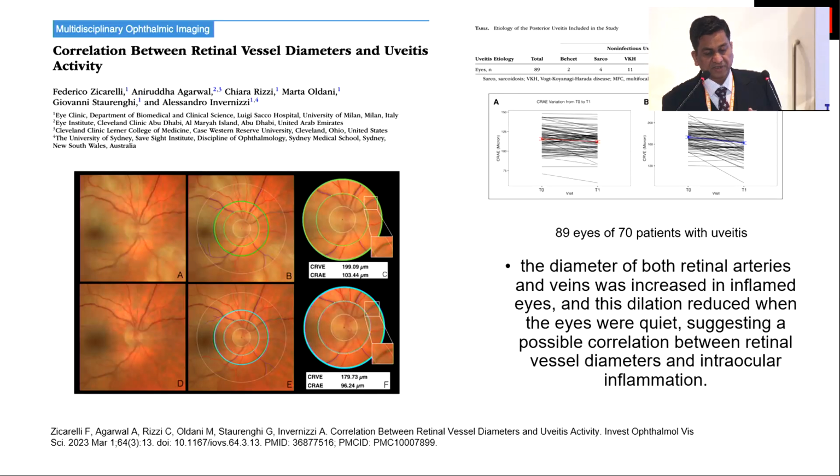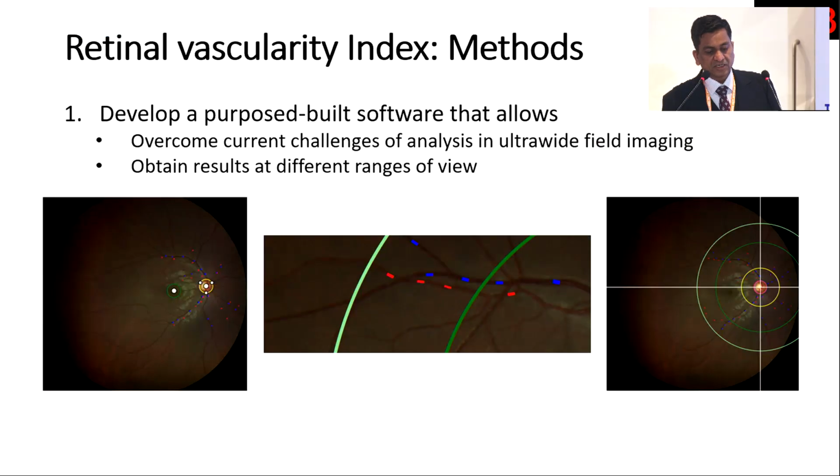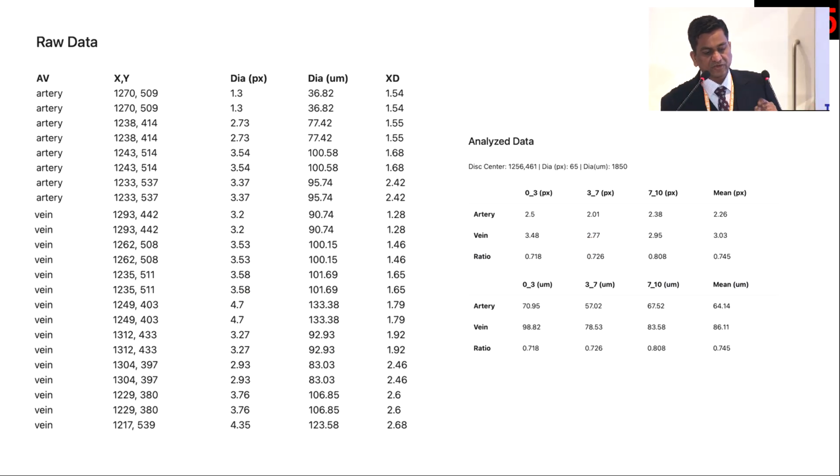It's not the first time, and none other than Alexander Invernizzi has done wonderful work on retinal vascular diameter and vasculature in uveitis. So we developed our own software. This software allows you to pick up arteries and veins, segment them into different calibers, and then gives you an insight into what's happening and gives you an artery-venous ratio.